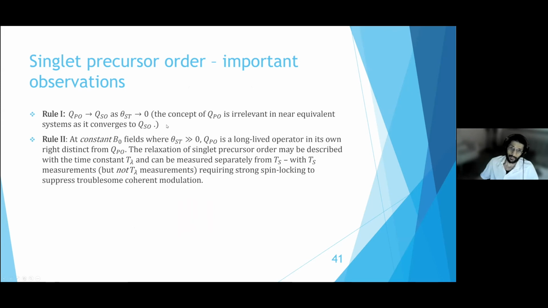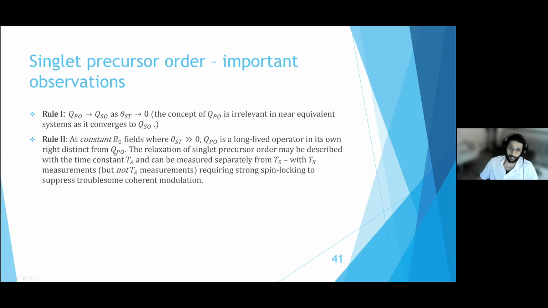And here are just some brief notes about singlet precursor order. In the case that you have a very small symmetry-breaking term and your singlet-triplet mixing angle converges to 0, then obviously your singlet precursor order is not different from singlet order. They're the same thing. They converge to each other. There's another distinct thing which has been overlooked by some, which is that, even if you're not doing field cycling, at fields where you have a significant symmetry-breaking term, the singlet precursor order is a long-lived operator in its own right. And it's distinct from singlet order.